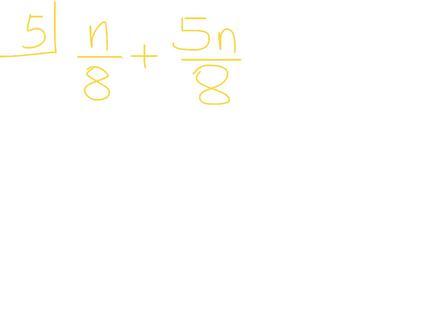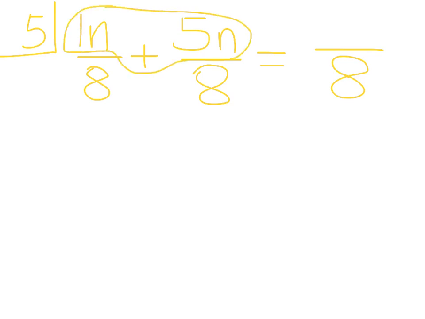Example 5, last one here on page 252. This is n over 8 plus 5n over 8. Write the sum in simplest form. So now we're adding some algebra here, obviously. We've got numbers and letters going on. And since we have like fractions, we know that the bottom number will stay 8 here. Alright, but what we end up having to do here is the top.